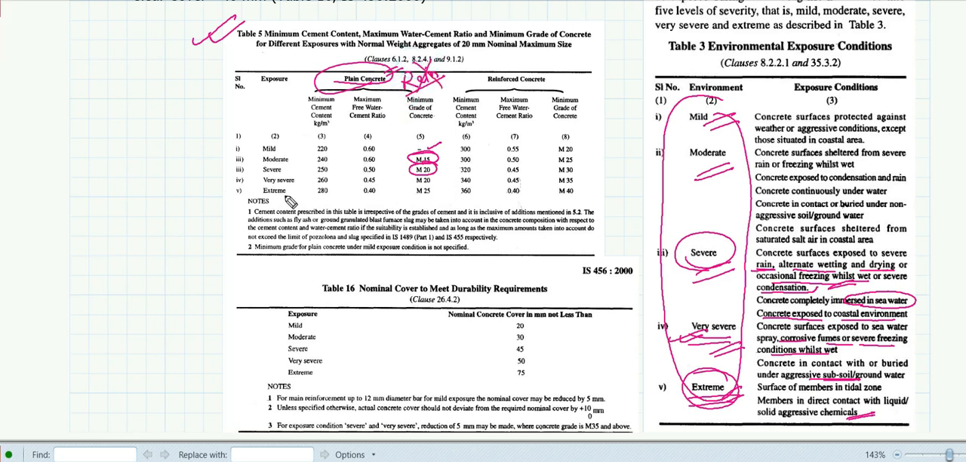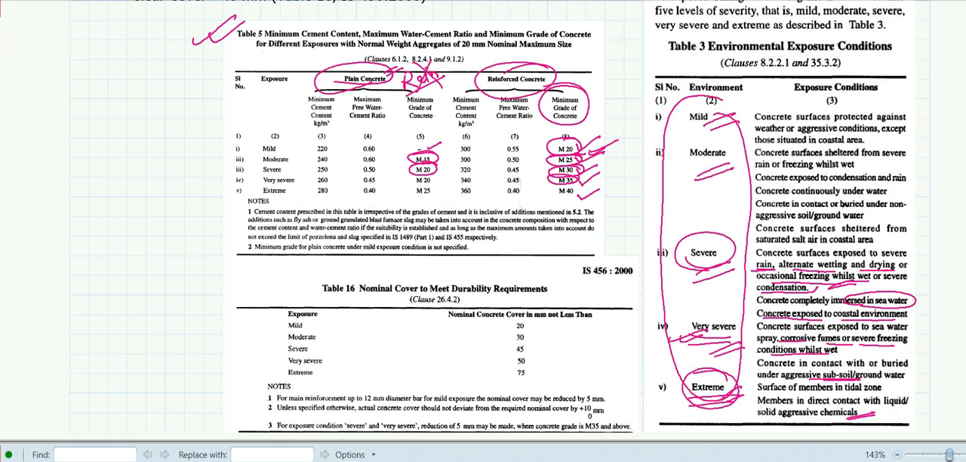But in case of reinforced concrete, for mild exposure, the minimum grade you have to use is M20. It is written here, minimum grade of concrete. For moderate, you have to use M25 minimum. Severe is M30. Very severe, M35. Extreme is M40. Probably you have used this table while you were studying mix design. So depending upon the condition, you can choose the minimum grade of concrete. It will help us find out what grade we are going to use.